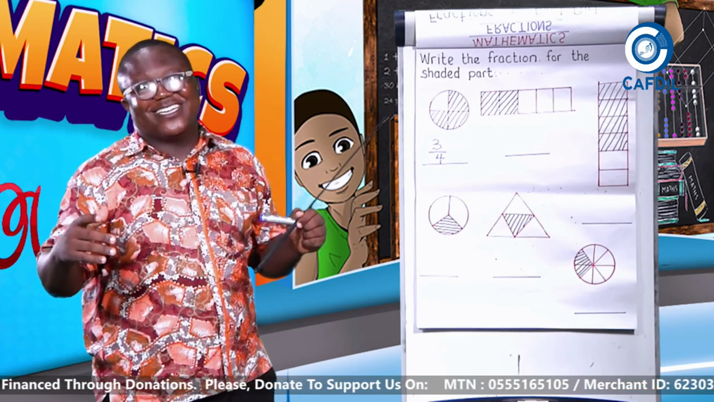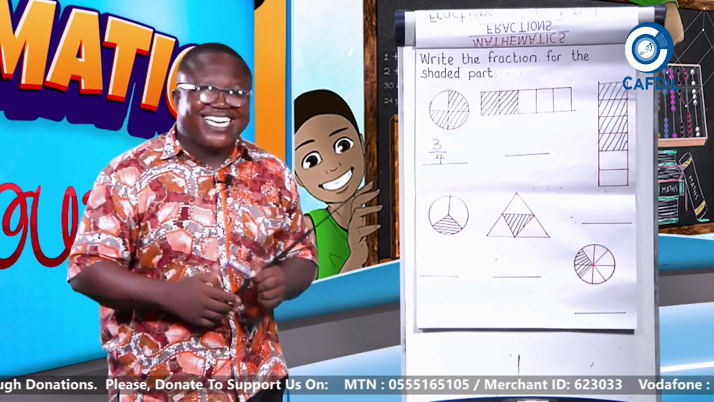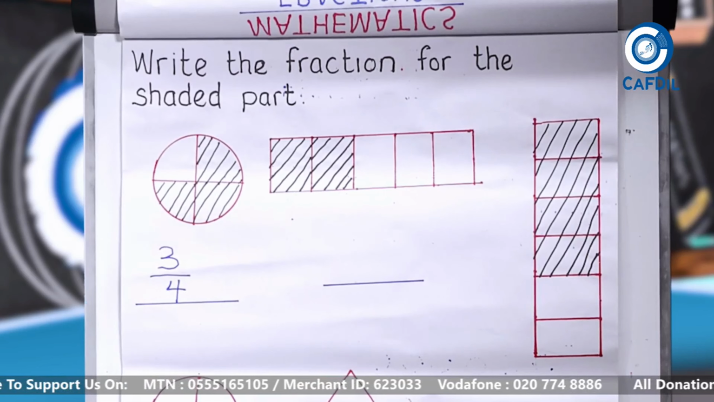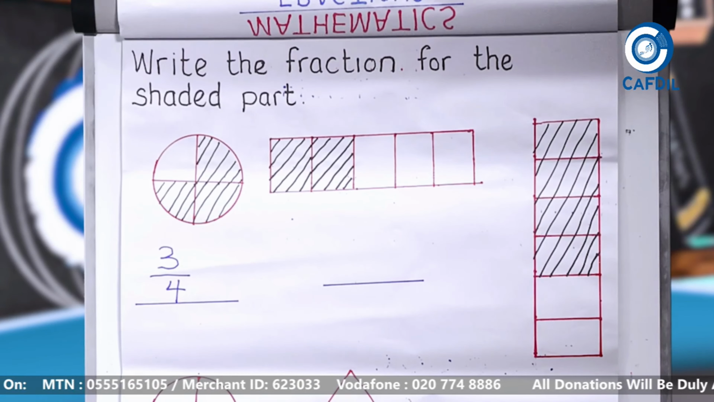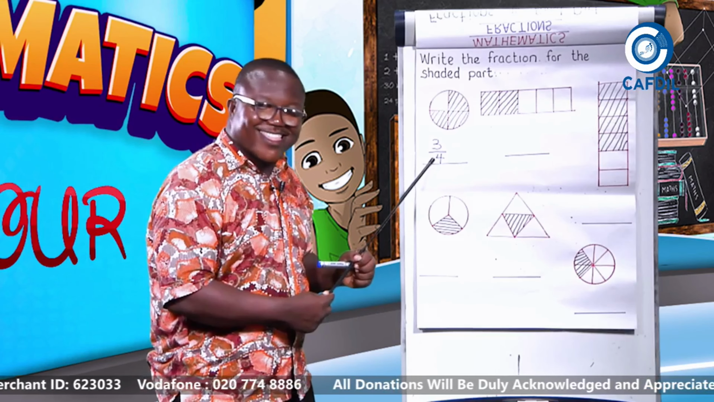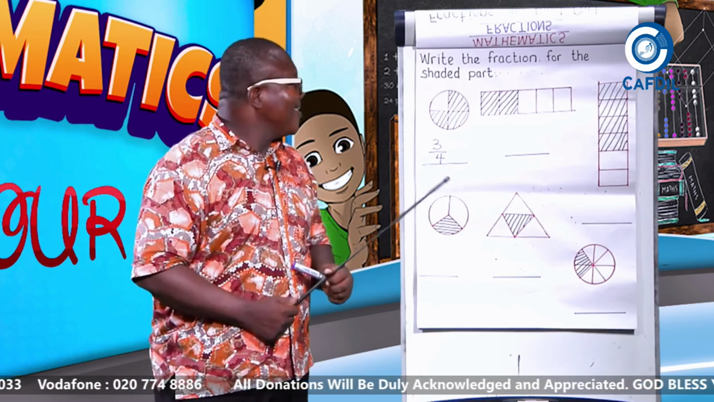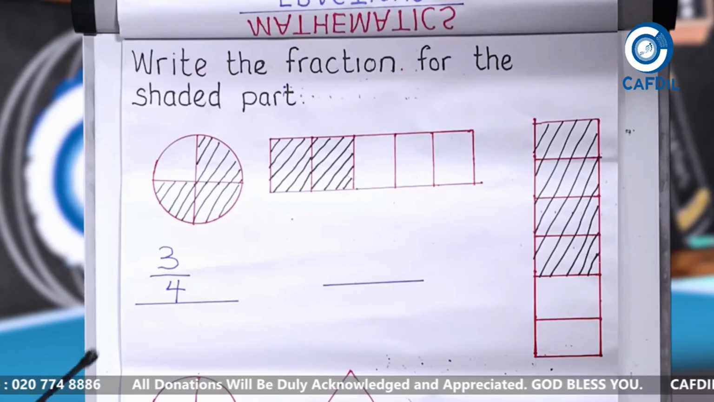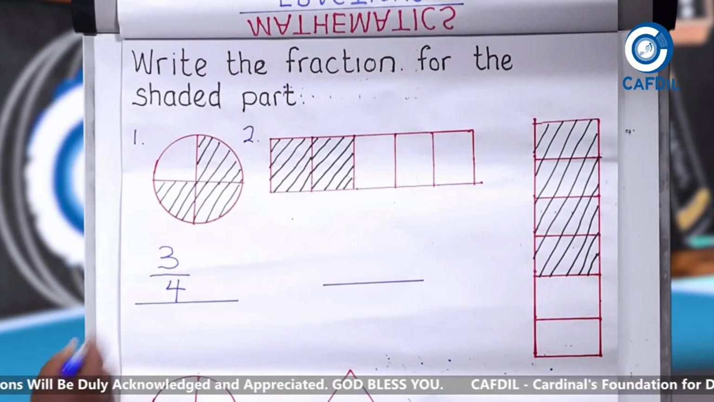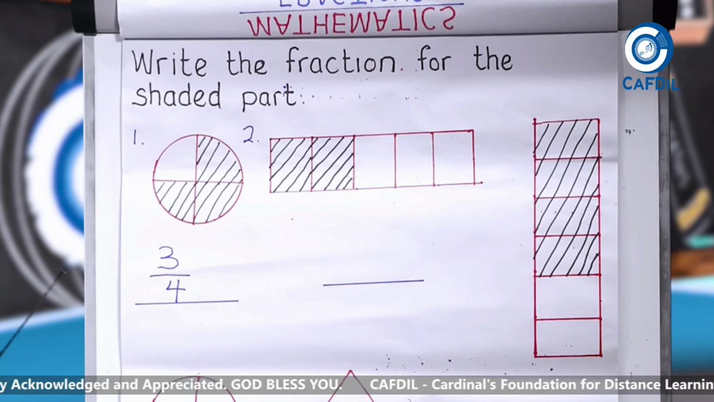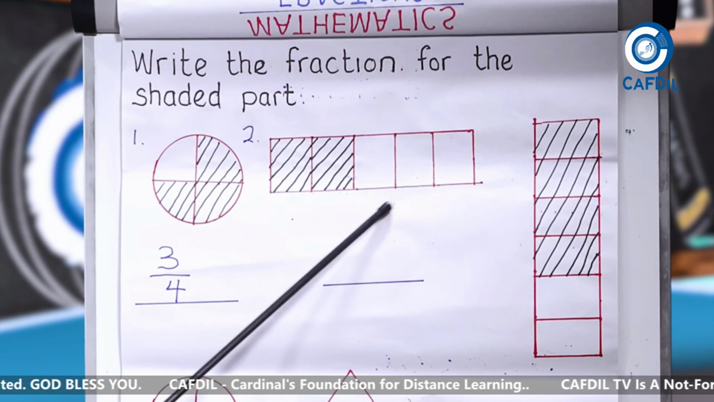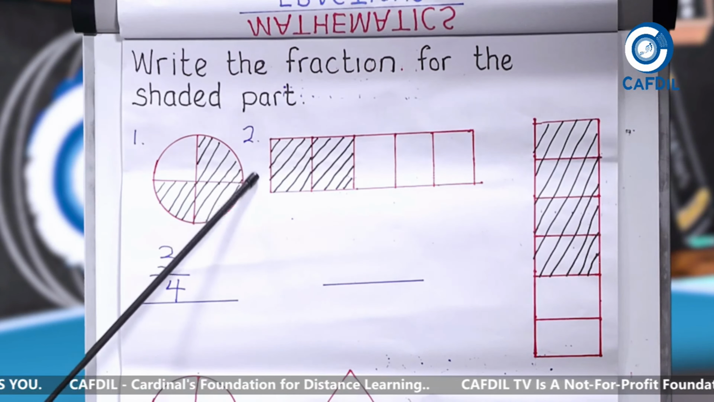But in some cases, learners say 3 out of 4. But I think it will be more appropriate to say this. 3/4. Now let's come to the second one. So this is the first one. Now we go to the second one. The second one too, I will say we have, what shape is this?